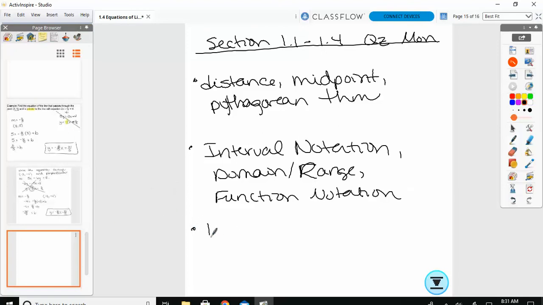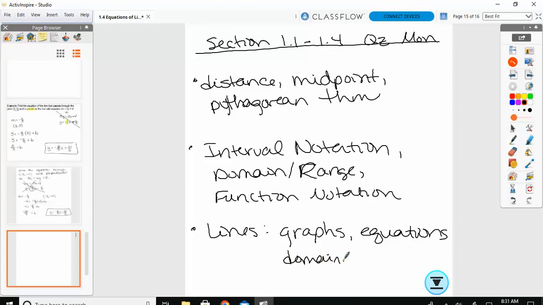Then we have all the lines: graphs, equations, domains and ranges, parallel, perpendicular, all that stuff that we're doing right now. You guys have done very well with each of these things as we did them, so I really don't think the quiz is going to be too difficult. I will have a few review problems when we come in, but I won't have time to do everything. So, your assignment right now, there is a Math Excel assignment open.